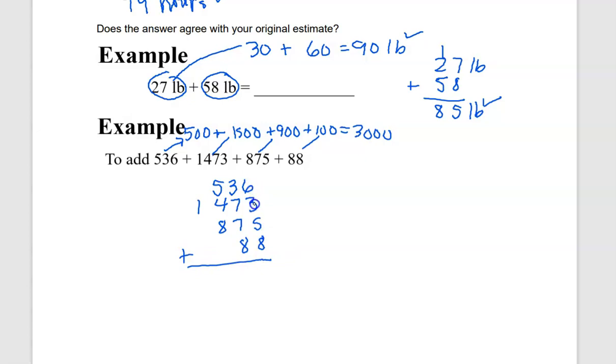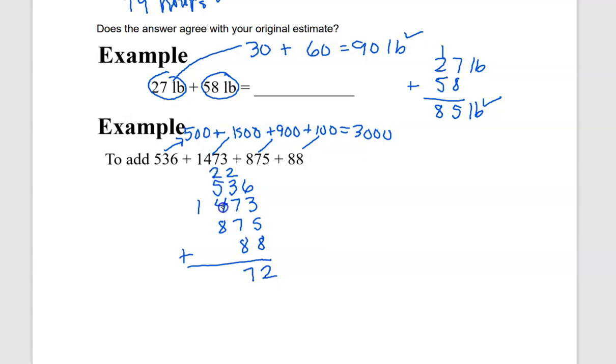Okay, 6 and 3, 9. 9 and 5, 14. 14 and 8, 22. So we put the 2 that's in the ones place, but the 20 part of the 2 has to get carried to the tens place. So 5 and 7, that's 12. 12 and 7 is 19. 19 and 8, 27. Carry your 2.